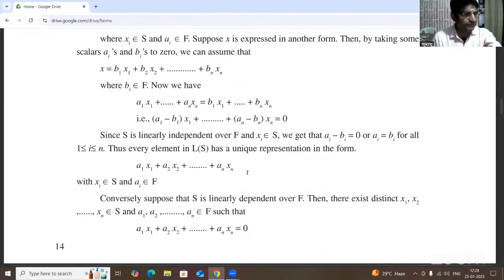Since the subset S is linearly independent, a1 minus b1 equals 0, so a1 equals b1. So those are the unique scalars. Likewise a2 minus b2 equals 0, so automatically a2 equals b2. All the scalars must be equated to 0, following the concept of linear combination. Finally, we get that each and every scalar difference must be 0. So that is the unique representation of the form.